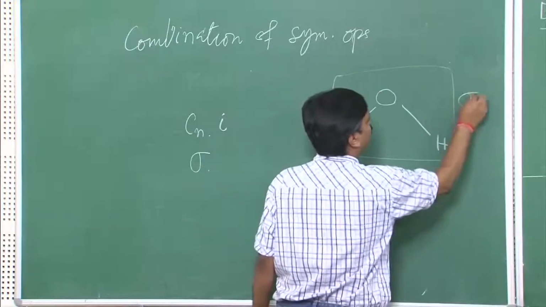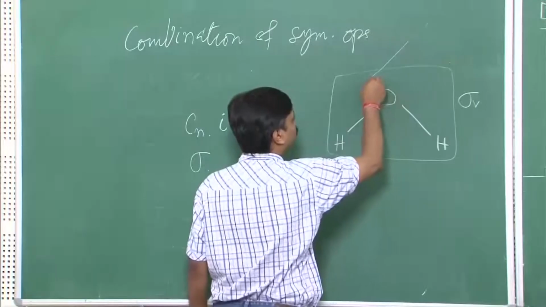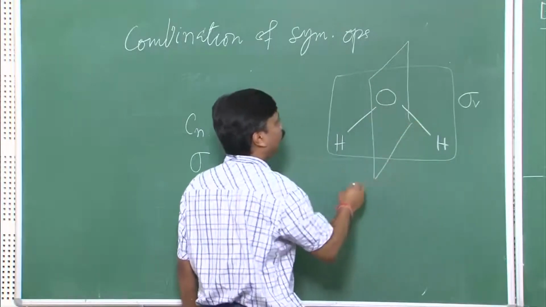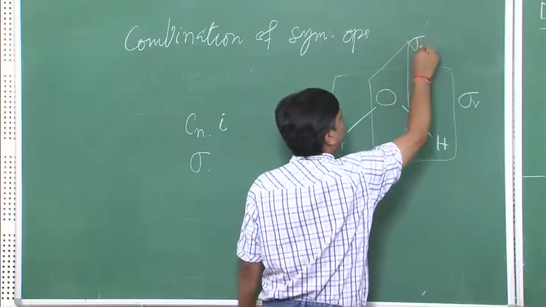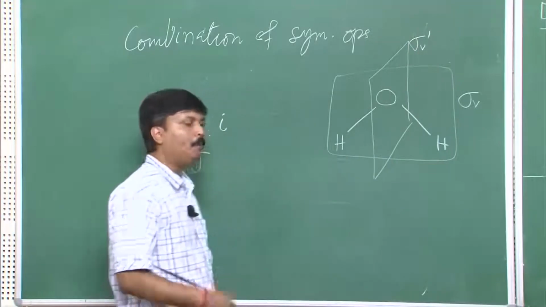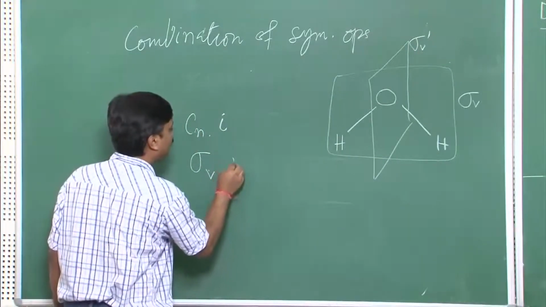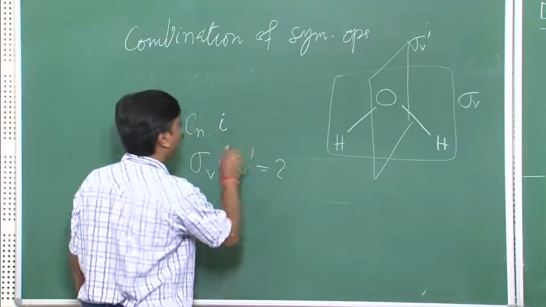So let's call this one sigma b, and then another one which will be perpendicular to this plane, cutting this molecule into halves. Let's call this sigma b prime. Now my question is, what will happen if I operate sigma b and then sigma b prime? What is the result? I should know that.